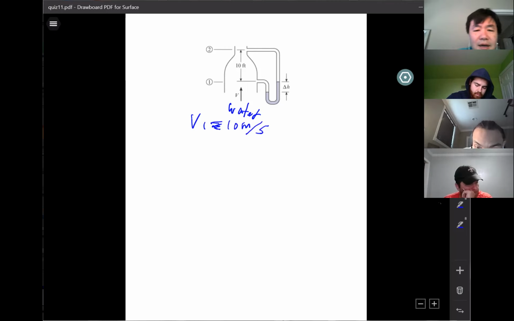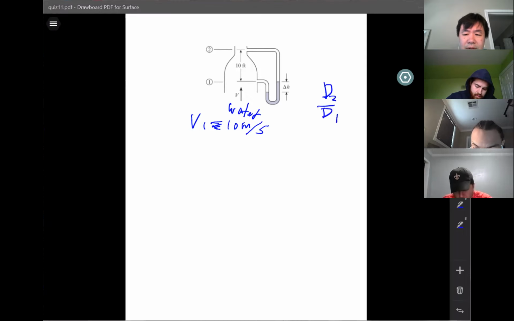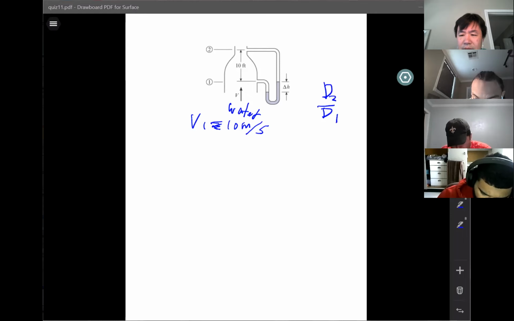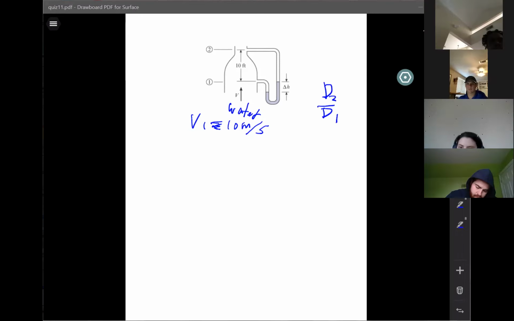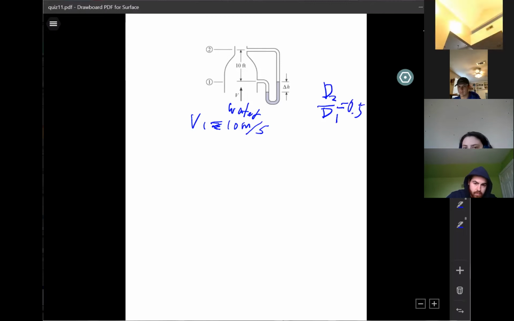Okay, diameter, D2 over D1. Some of you are in the waiting room. Let me see if everybody turned on the video camera. I still didn't see two of you. Please turn on your video camera. So velocity is this. Your diameter ratio, D2 over D1, is 0.5.